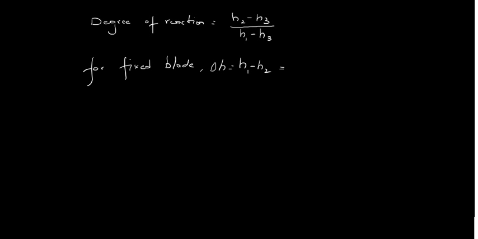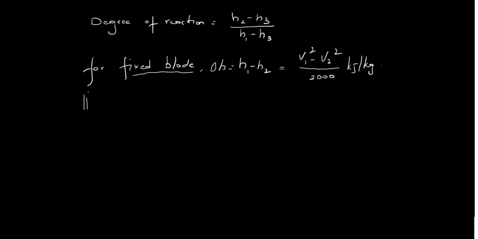H1 minus H2, fixed blade, it is not moving, right? Then I have to consider the absolute velocities, not the relative velocity. If I talk about a moving blade, then I can say that it is a relative velocity. Why? Because here the blade is also moving with respect to the jet, right? Here we are discussing a fixed blade. It doesn't have any relative velocities. It has only the absolute velocity of the steam at the inlet as well as the outlet, right? It is V1 square minus V2 square divided by 2000 kilojoule per kg.